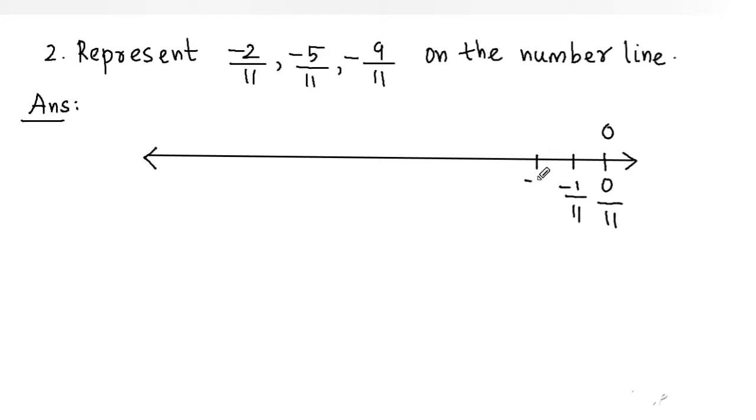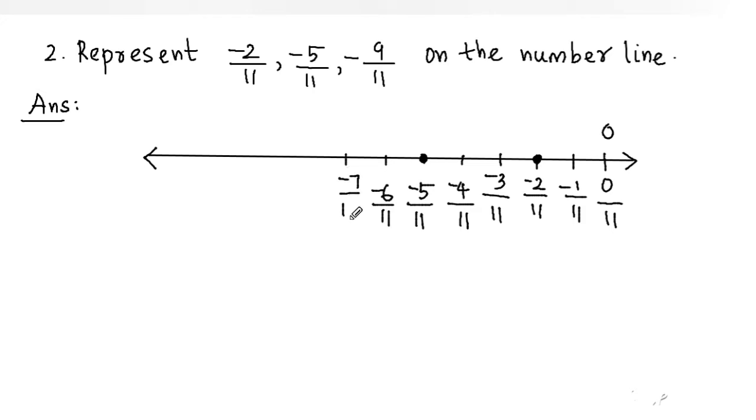Then the next number will be negative 1 by 11, then negative 2 by 11. Negative 2 by 11 is a required point, so draw a dot. Then negative 3 by 11, negative 4 by 11, negative 5 by 11, again that is a required point, draw a dot. Then at a negative distance you can plot negative 6 by 11, negative 7 by 11, negative 8 by 11, then negative 9 by 11. At negative 9 by 11 also you have to draw a dot.